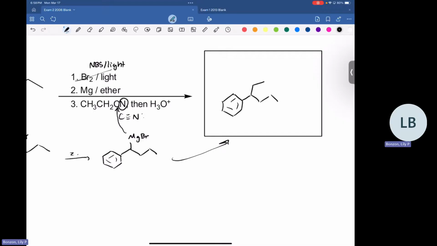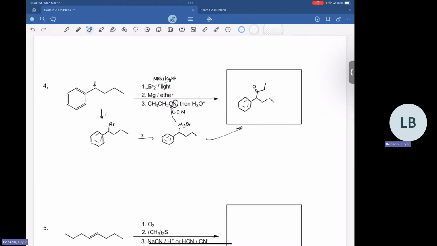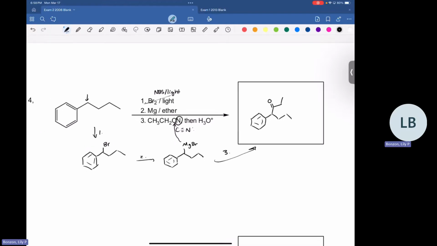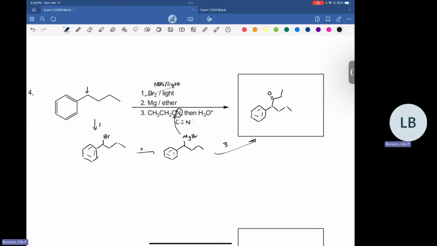So we have our carbon. It's going to have a CH2 and a CH3, and then instead of having a nitrogen, it's going to have a ketone instead. So this is another one of our ketone forming reactions. Any questions on that one?